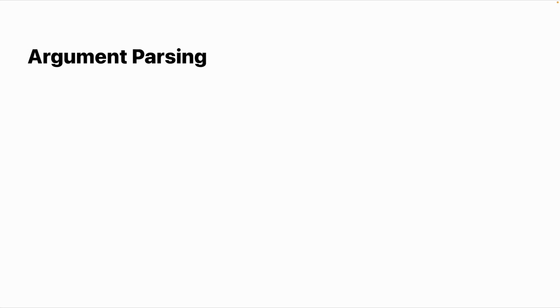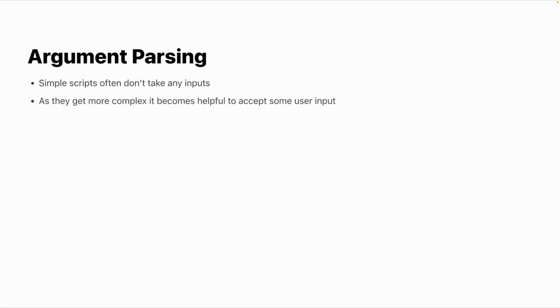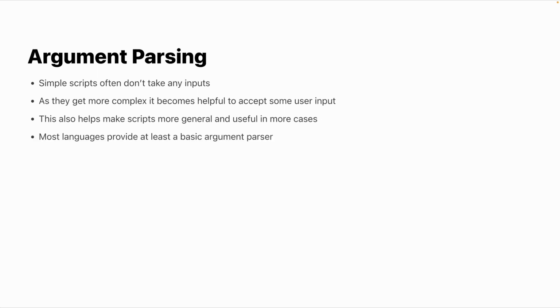First, let's talk about argument parsing. Simple scripts often don't take any inputs. As they get more complex, it becomes helpful to accept some user input. This also helps make scripts more general and useful in more cases. Most languages provide at least a basic argument parser. Now, argument parsing is something the tooling group has worked on for a long time. Lots of different people participated in shaping the API and implementing this feature. I helped a tiny bit, and I'm one of many people that worked on this.